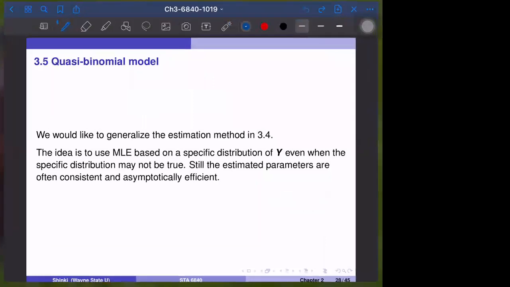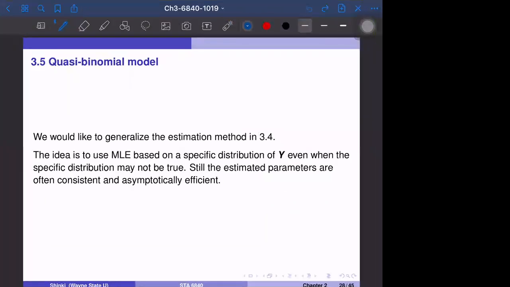Hi everyone. So section 3.5, the quasi-binomial model. We would like to generalize the estimation method in 3.4. In 3.4, we allow one more parameter for the binomial distribution.